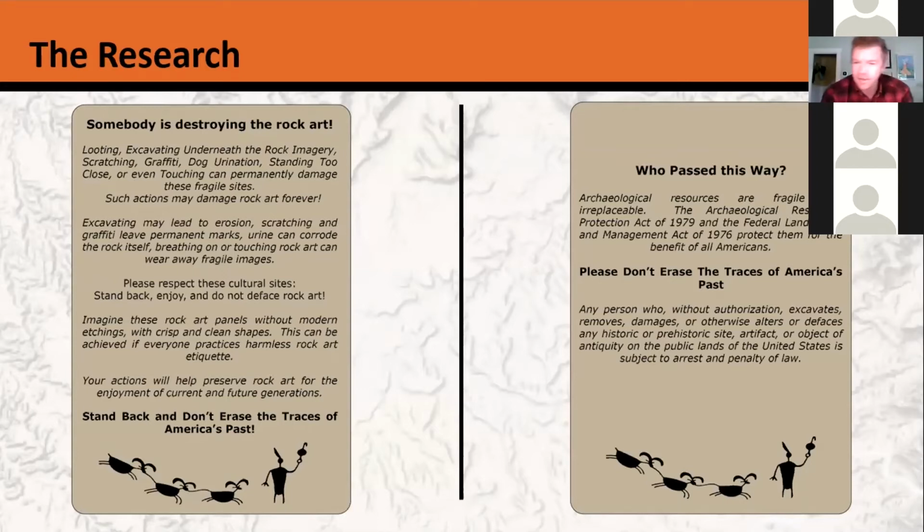I have a little bit of extra time here, but somebody is destroying the rock art: looting, excavating underneath the rock imagery, scratching, graffiti, dog urination, standing too close, or even touching can permanently damage these fragile sites. Such actions may damage rock art forever. Excavating may lead to erosion, scratching and graffiti leave permanent marks. Urine can corrode the rock itself. Breathing on or touching rock art can wear away fragile images. Please respect these cultural sites. Stand back, enjoy, and do not deface rock art.